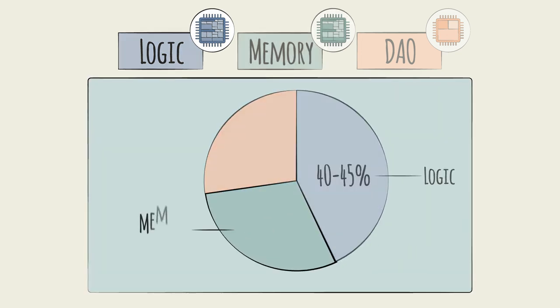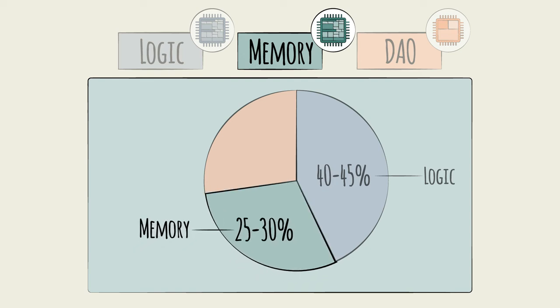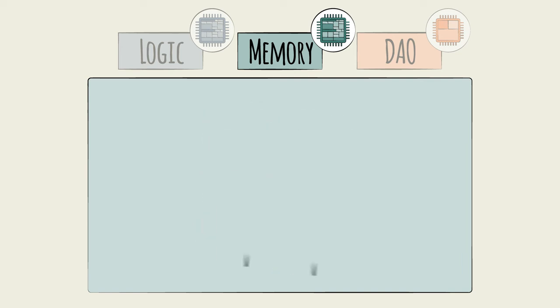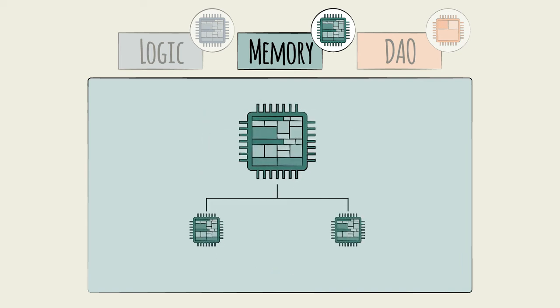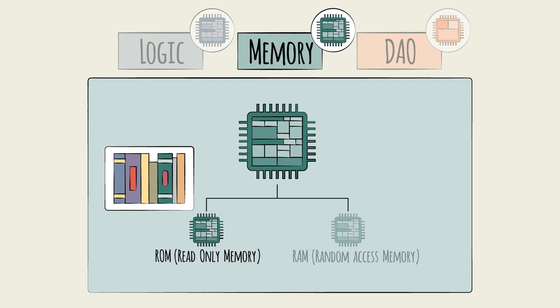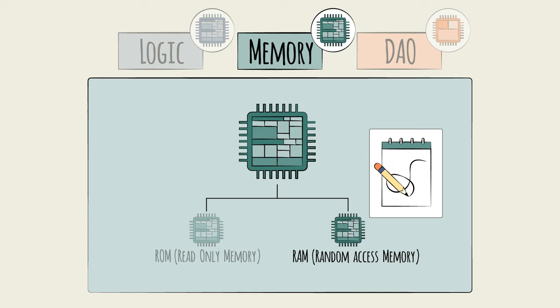Next, let's look at memory chips, which make up about 25 to 30% of the market. As their name implies, they're designed and optimized for data storage. The two main memory chip groups are ROM and RAM, standing for read-only memory and random access memory, respectively. ROM can be used to store data permanently, longer-term memory. RAM, conversely, is shorter-term memory and can be used to store interim data, for example, while calculations are processing.